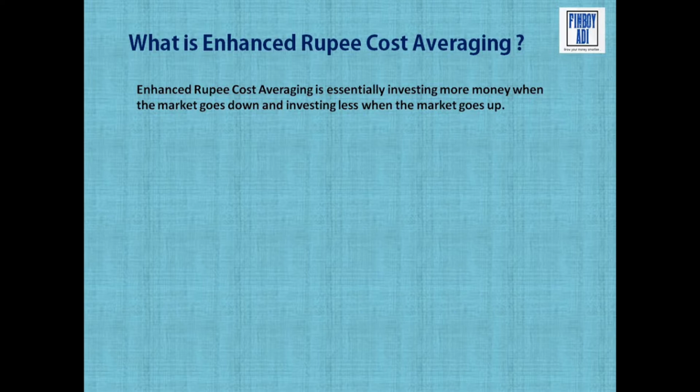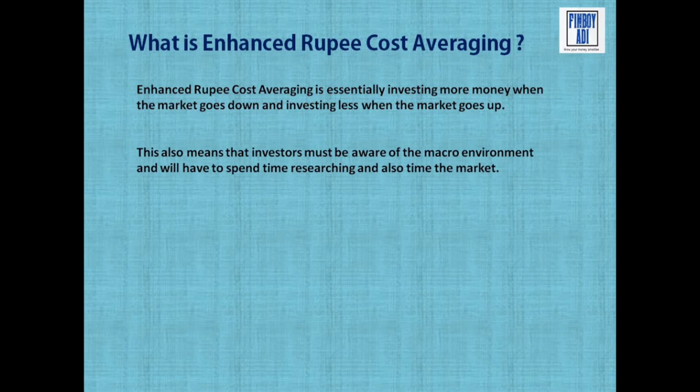So basically in enhanced rupee cost averaging, you have to invest more when the market is down, and you invest less when the market goes up. So when the price goes down, you have to invest more. When the price goes up, you have to invest less. This is how it works, and you will get more returns. It is a combination of your lump sum and your SIP. So it's a regular interval at which you have to do the investing.